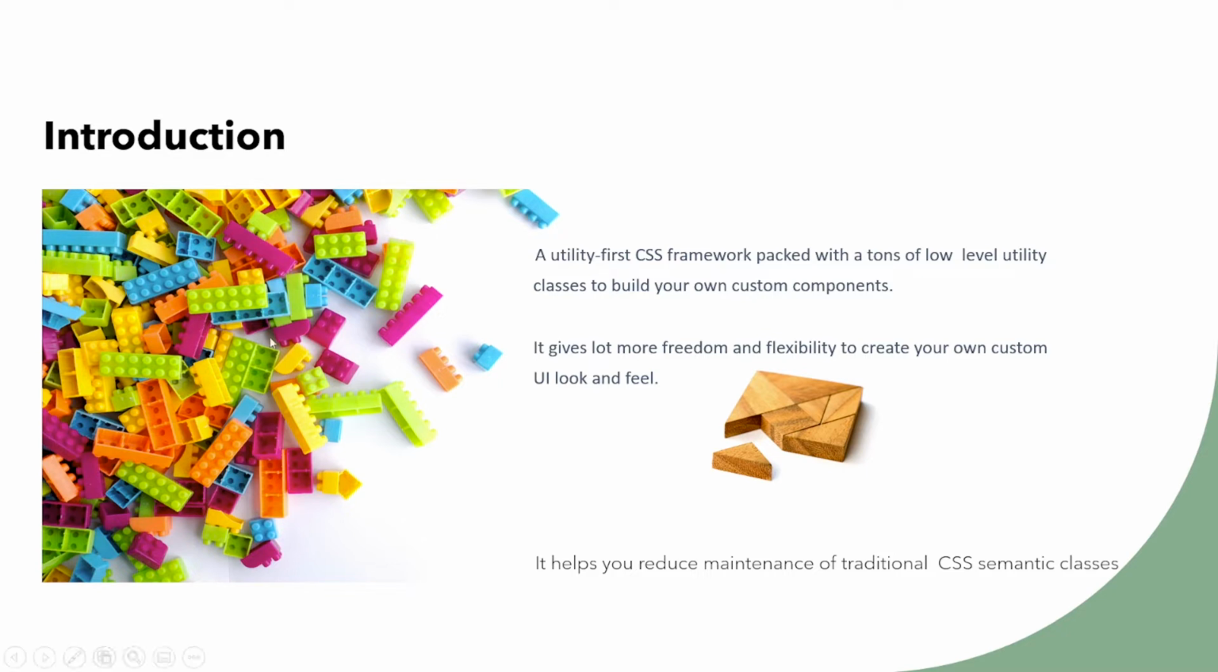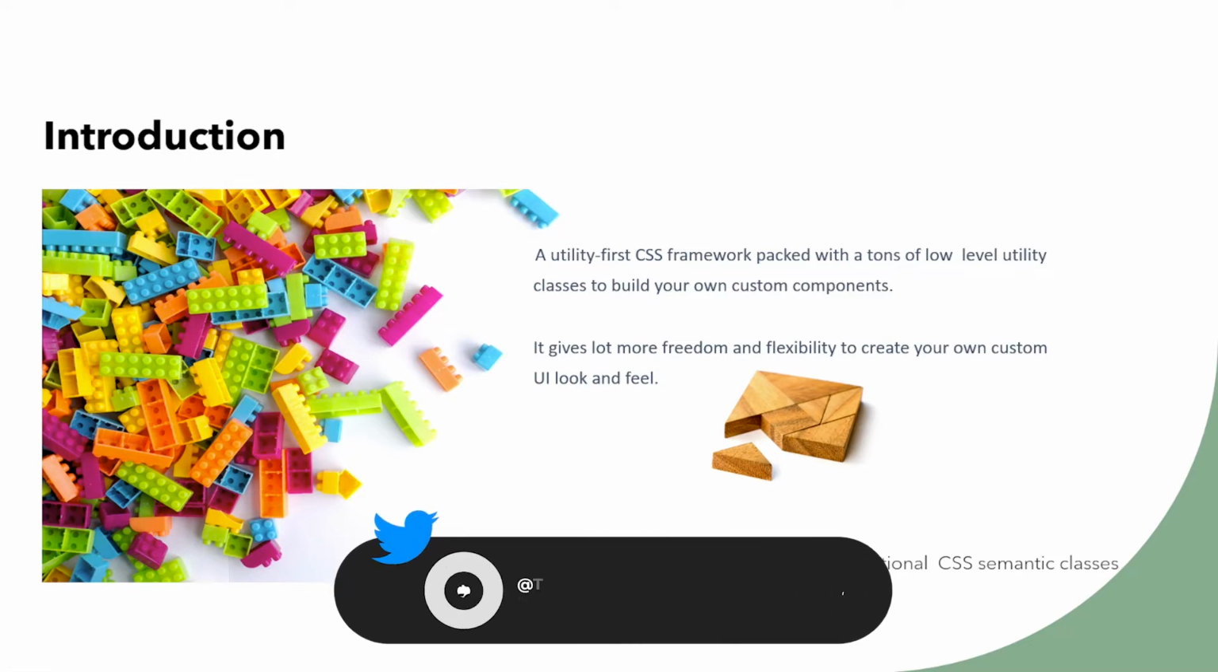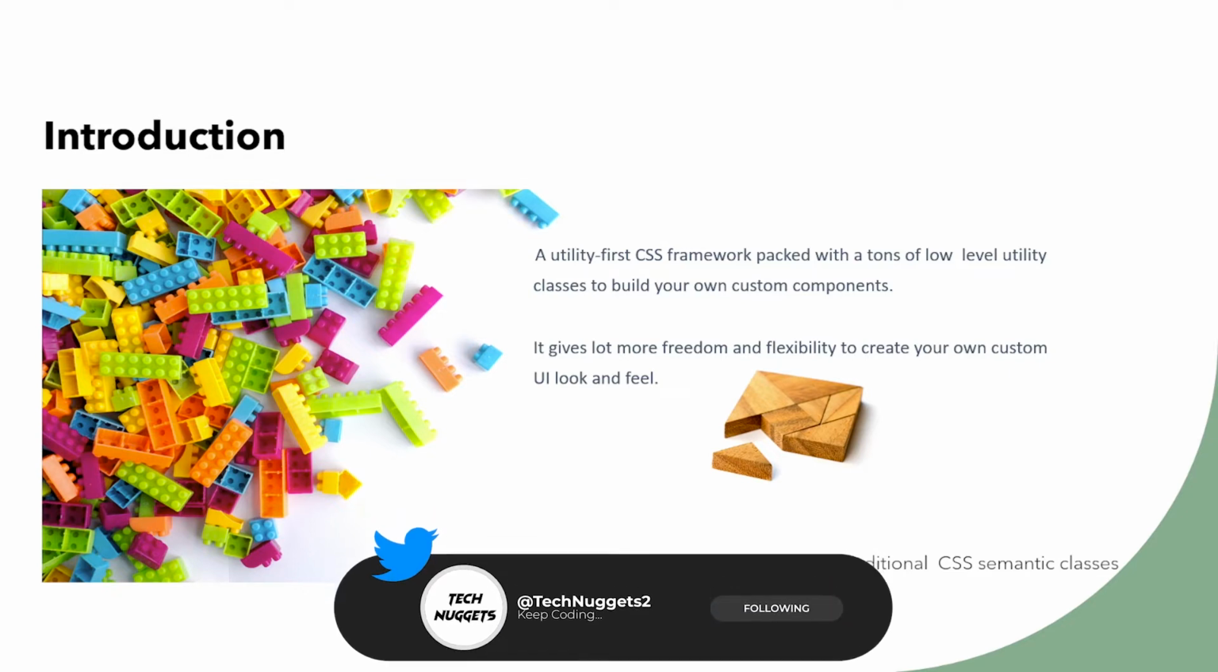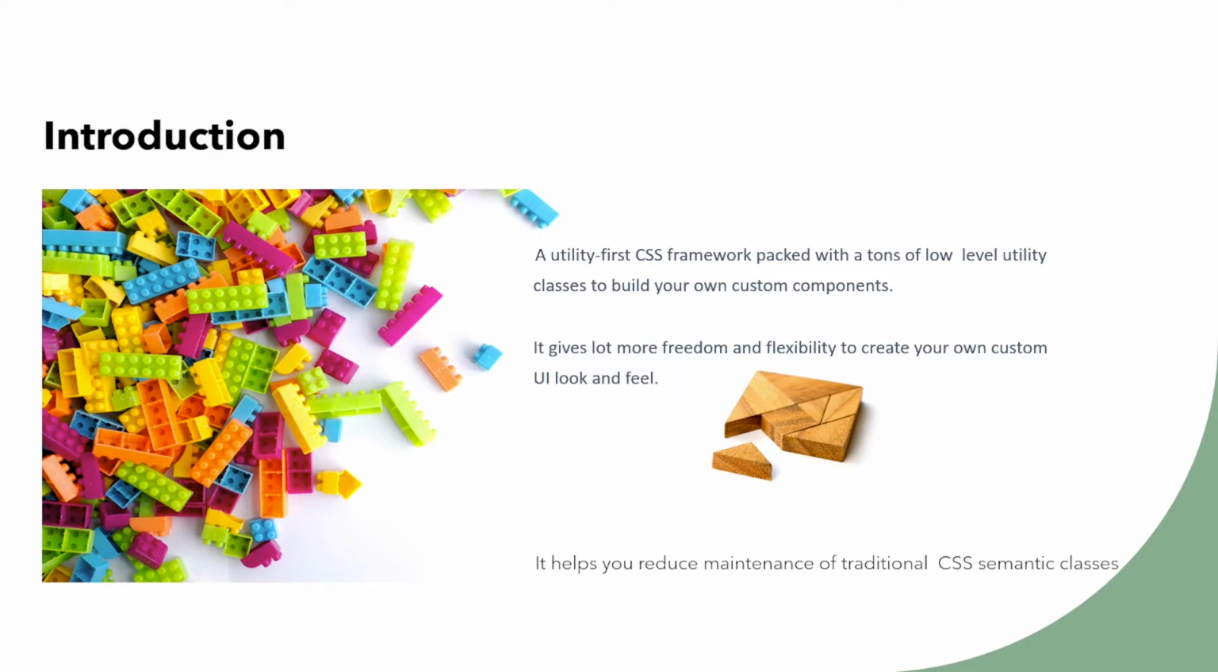What is Tailwind CSS? A utility-first CSS framework packed with tons of low-level utility classes to build your own custom components, meaning you will be provided with a bare minimum basic component and it is up to you how you want to add styles around it, not like a framework such as Bootstrap with a prefabricated ready-made component directly to use. And it gives a lot more freedom and flexibility to create your own custom UI look and feel. So this is more important.